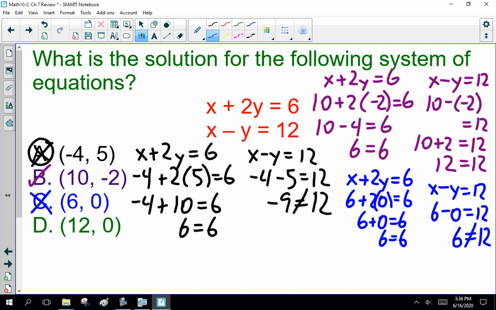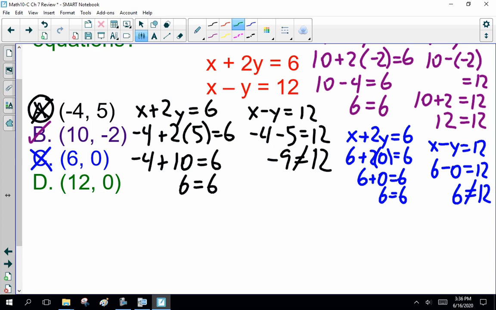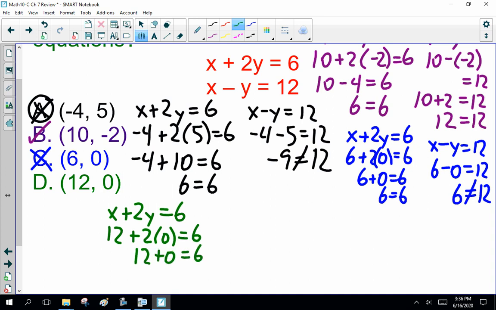Let's look at D. 12 and 0. x plus 2y equals 6. 12 plus 2 times 0 equals 6. 12 plus 0 equals 6. 12 plus 0 is 12. 12 does not equal 6. So D does not work. And I'm not going to bother solving the second half.